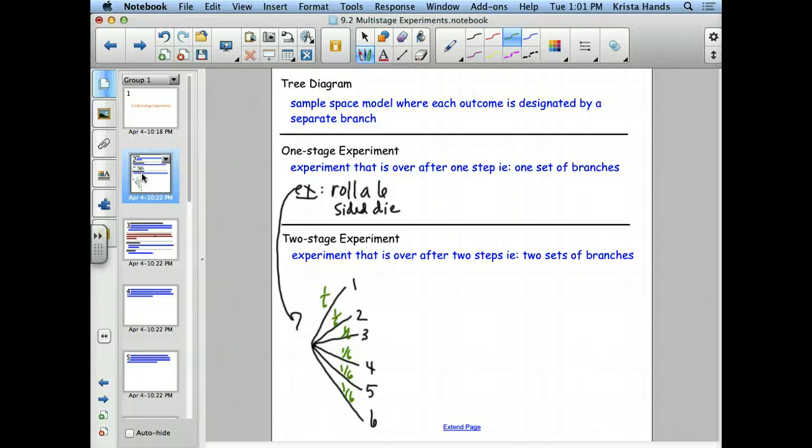Sound good? Okay. So a 2-stage experiment would be, for instance, you can think of it as rolling 2 dice, or rolling a die and then rolling the die a second time. It's the same thing. So if I roll 2 dice, or if I roll 1 die twice, it's the same thing. So we're going to draw a tree diagram for that one now. So here's my example, and we're going to roll a die twice. That's how I'll word it.